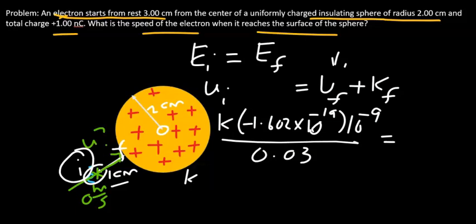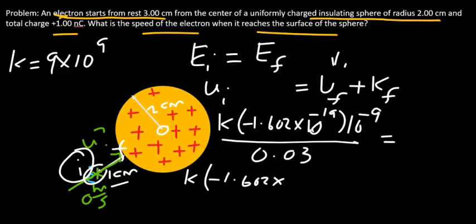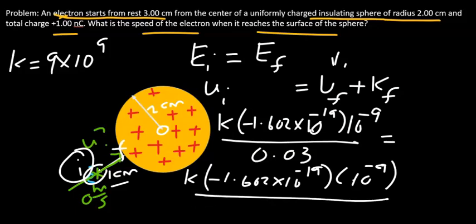That is given by, again, K. We remind you that K is 9 times 10 to the power 9. The product of the two charges is minus 1.602 times 10 to the power minus 19, the charge of the electron, and the charge of the insulating sphere is 1 nanocoulomb, so 10 to the power minus 9. The center to center distance when the electron is at the surface is 2 centimeters, 0.02.